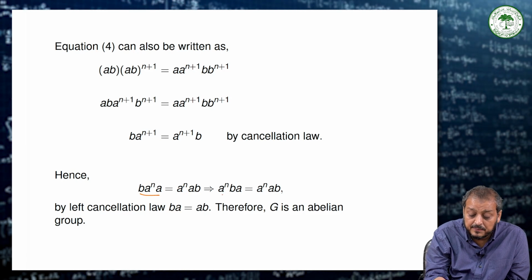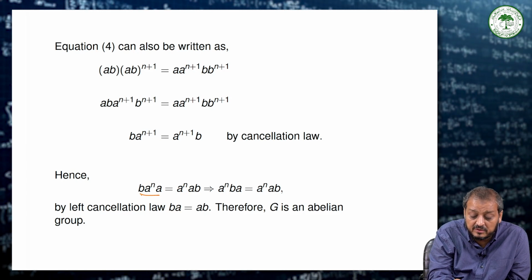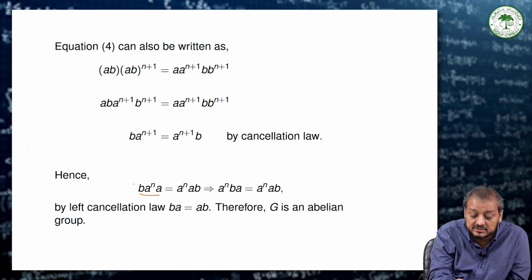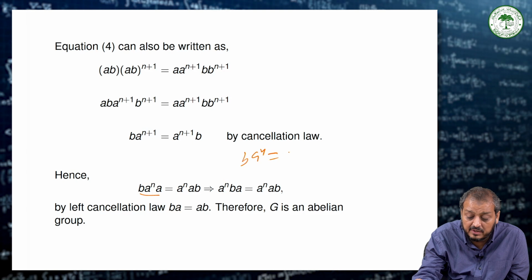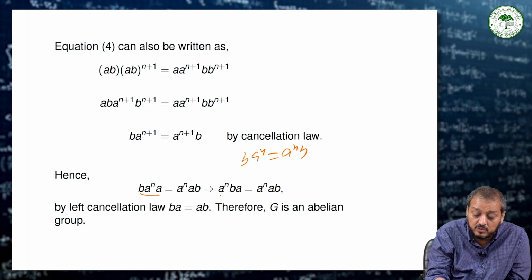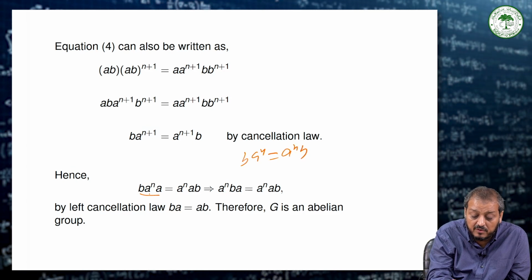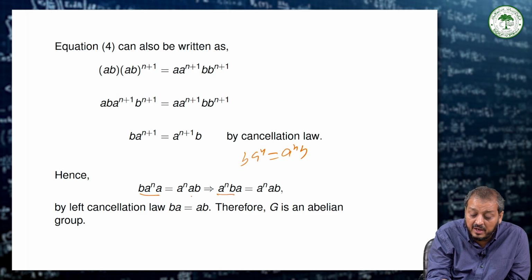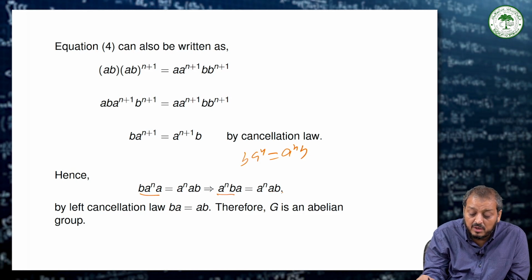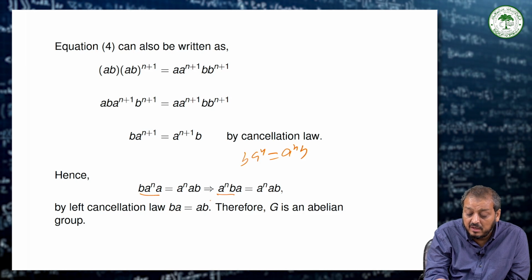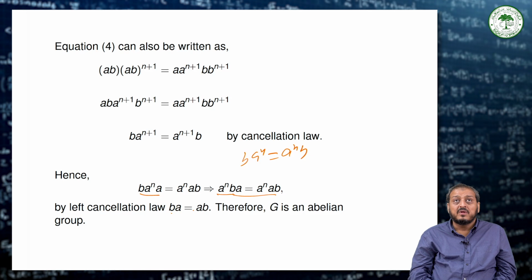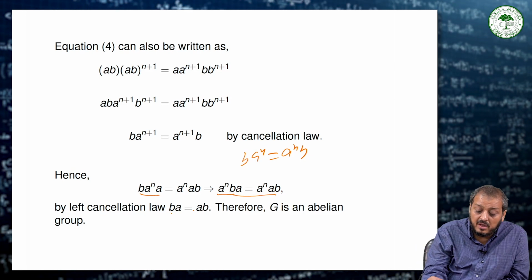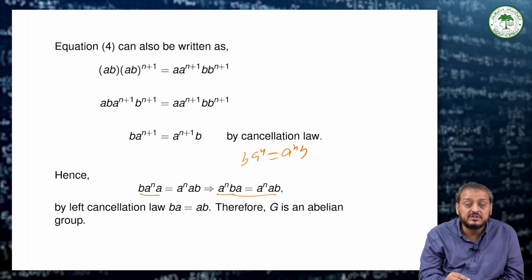Since b to the power n is the same as a to the power n, we have that a b to the power n can be written as a to the power n b. So from this we have a and b and a to the power n into b, and again by the cancellation law we can say that ab is equal to ba. Therefore G is abelian.